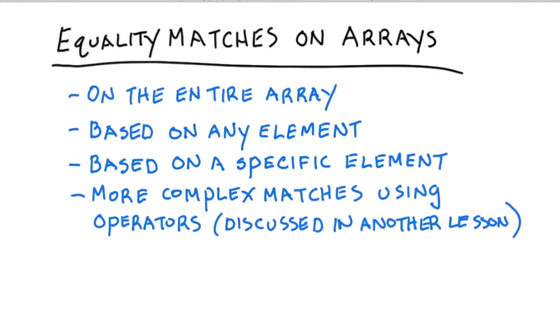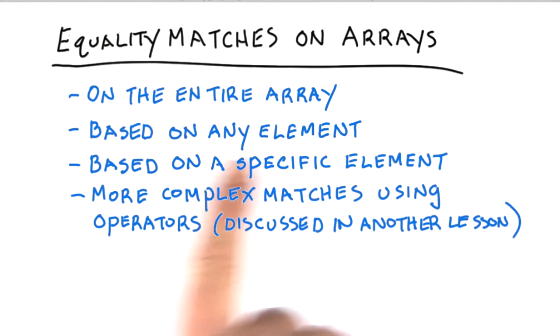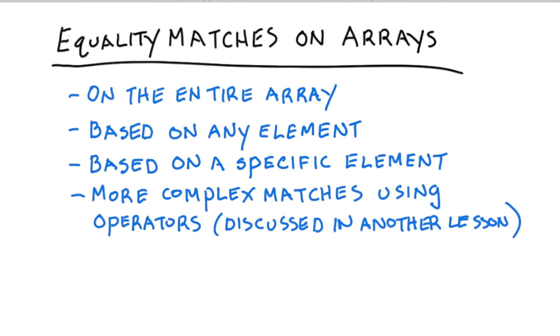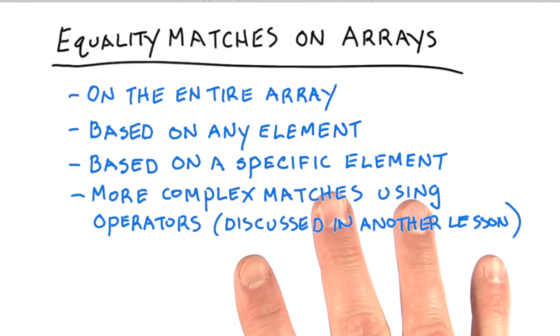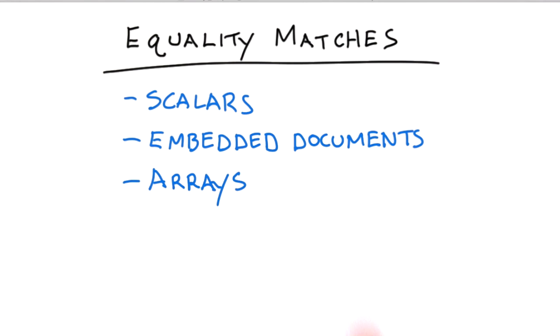So now we've looked at equality matches on arrays against the entire array, matching any element of the array, and those based on a specific element, for example, the first element of an array. We discuss other aspects of querying against arrays in later lessons. In addition to arrays, we discussed equality matches on scalar valued fields and on embedded documents. This discussion provides a good foundation on the MongoDB query language.